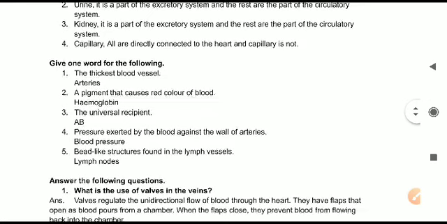Give one word, we'll see now. The thickest blood vessel of the body, that is the arteries are there. They are one of the thickest blood vessels. In this also, aorta can also be the answer. That is the largest blood vessel.